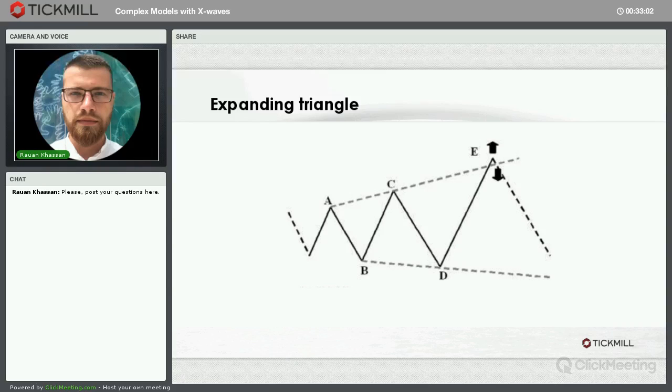The structure of expanding triangle is opposite to that of symmetrical triangle, which we have described earlier today. The length of each consecutive wave is higher than the previous one. By its structure, each wave inside the triangle has a correction structure by itself. So as a rule, they have three parts.